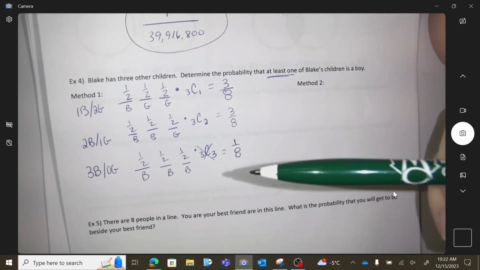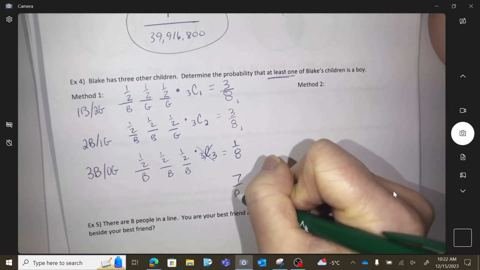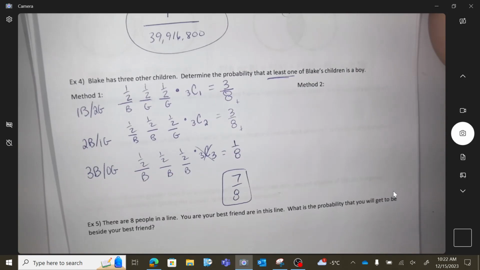So what do we do with scenarios when we say this scenario or this other scenario could have happened? What am I doing with my numbers now? I'm adding, so 7/8. You have a 7/8 chance of having at least 1 boy in the family.